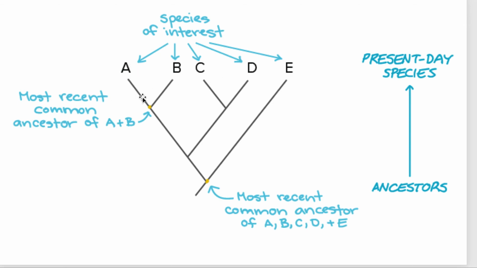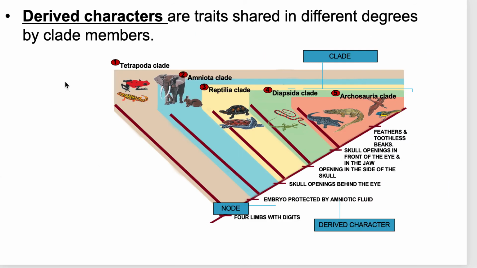And then where they join up at the nearest point, like A and B join here, that's their most recent common ancestor. And so C and D would be right here. And then those two join up right here. And then down here would be all of them. All right, so ancestors all the way up to present day. So, derived characteristics are traits shared in different degrees by the members of the clade. So, the more closely related they are, the closer they're going to be on the phylogenetic tree.